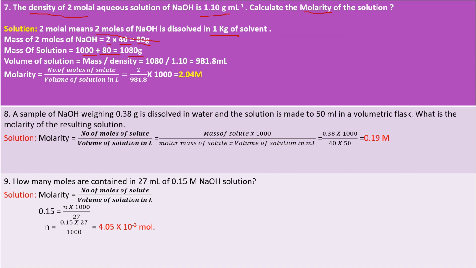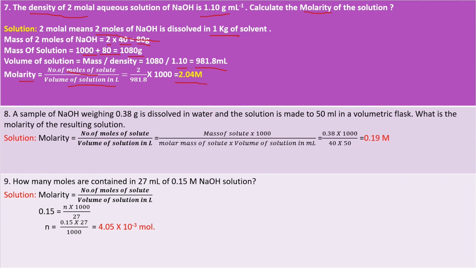Now we have to convert this mass into volume. So volume of the solution is equal to mass upon density, that is equal to 1080 upon 1.10, that is 981.8 ml. Now the formula of molarity is equal to number of moles of solute divided by volume of solution in liter. So 2 upon 981.8 into 1000, it is equal to 2.04 molar solution.